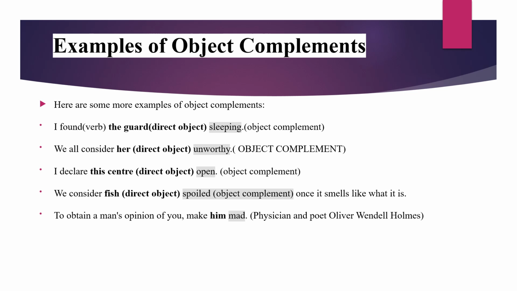I declare this center open. Over here you can see that center is the direct object and open is the object complement. We consider fish spoiled. So fish is the direct object and spoiled is the object complement. To obtain a man's opinion of you, make him mad. So over here you can see that mad is the object complement and him is the direct object.